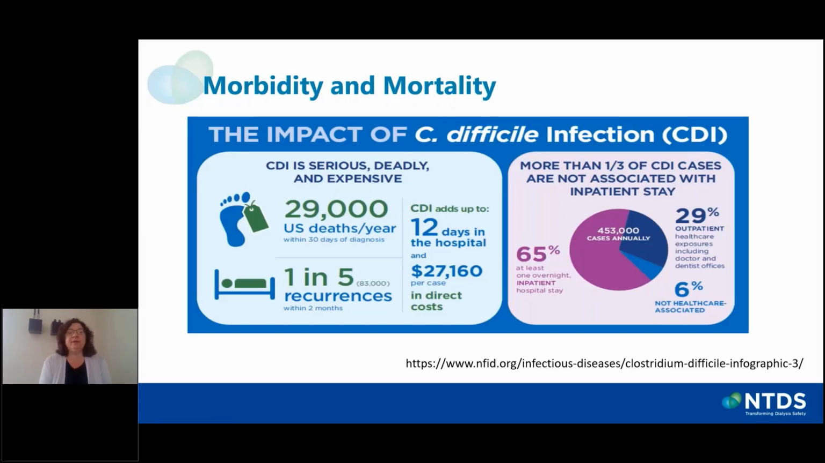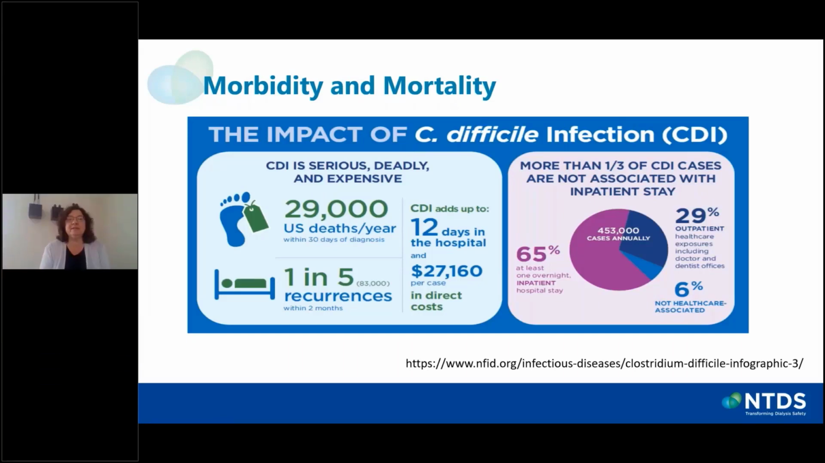The morbidity and mortality associated with C. difficile infections is quite alarming. C. diff infections can cause up to 29,000 deaths per year in the US, and about 20% of patients can also have a recurrent C. diff infection. They'll have a prolonged hospital stay, and there are excess hospital costs associated with these infections. And this is in the general population.